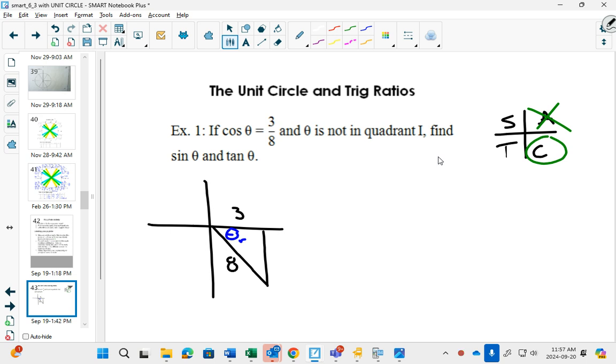and you're going to get really good at a squared plus b squared equals c squared. It's going to be square root of 64 minus 9, 55. Does the question ask us to find theta? No. We're not asked to find theta. We're asked to find sine of theta, and sine of theta is a ratio of the opposite side over the hypotenuse, and since we're in quadrant 4, it would have to be negative.